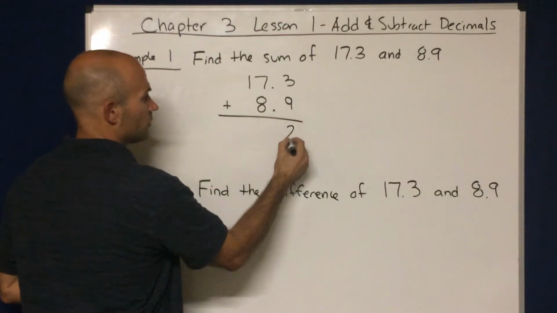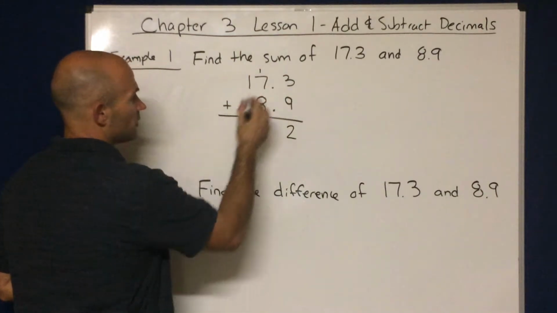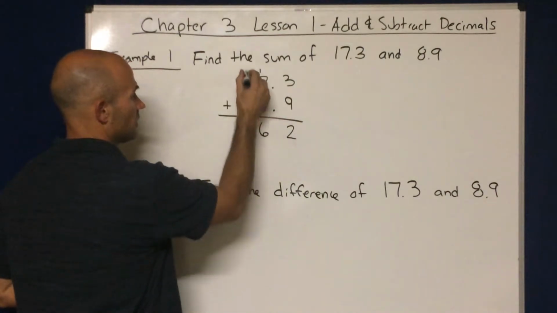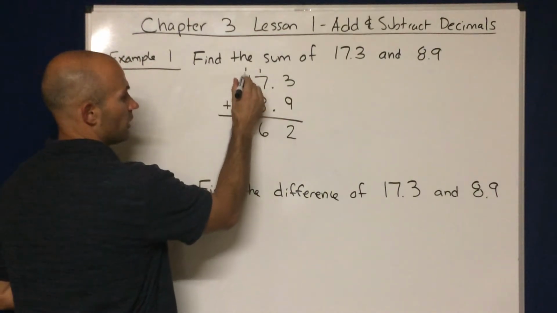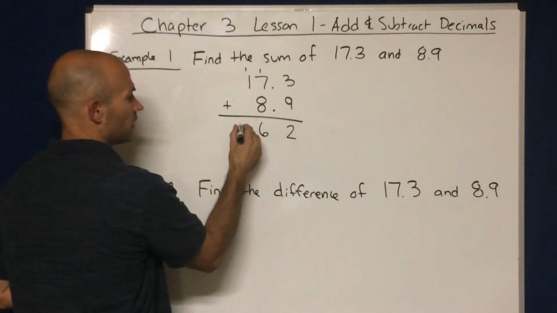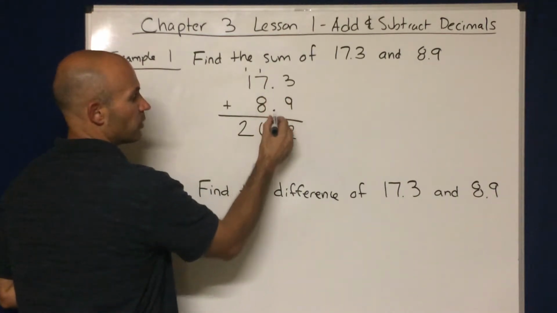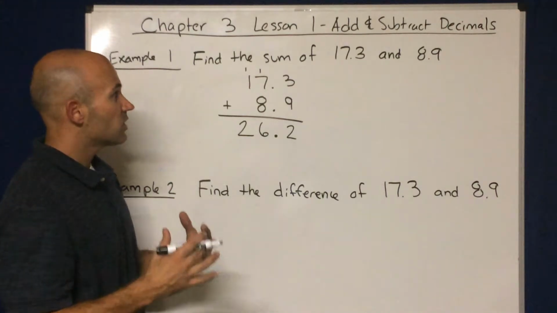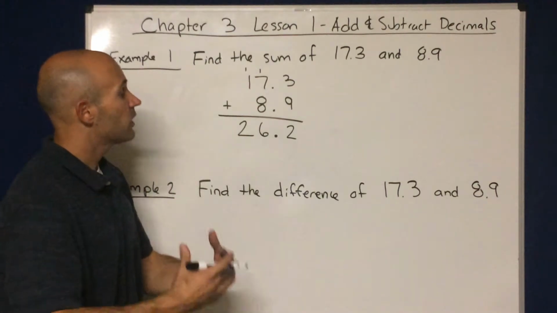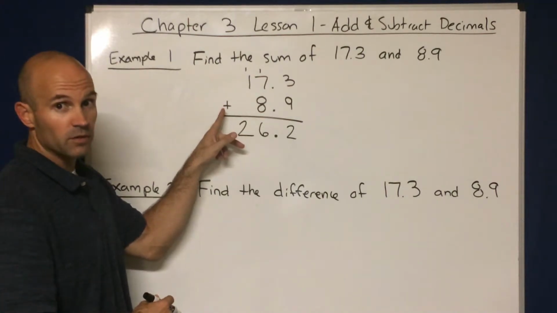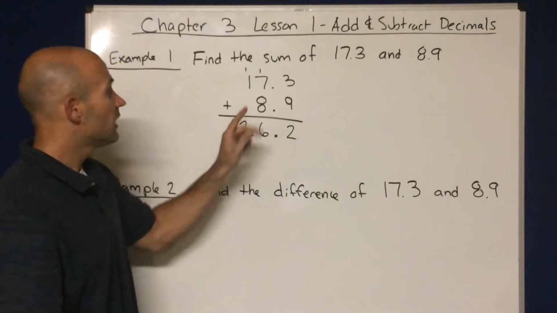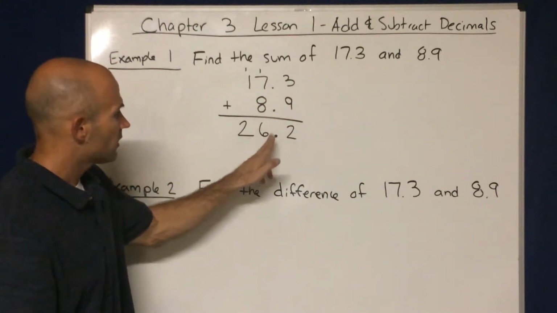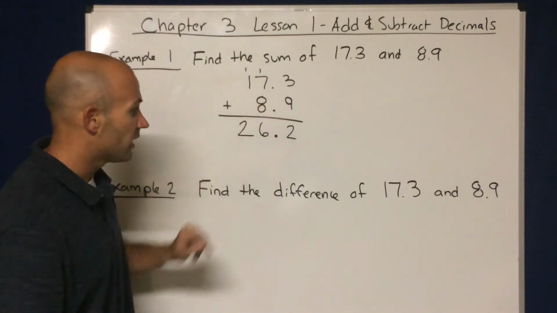3 and 9 is 12. Carry the 1. 7 and 8 is 15. But I have that little extra 1 there, so that gives me 16. And then 1 and my 1 up top that got carried over, that's 2. And the decimal point comes directly down. So I know that we're not talking about multiplication yet, but something different would happen if we were multiplying these two numbers as far as how the decimal point is handled. In the case of adding and subtracting, the decimal point is lined up with the terms you added.